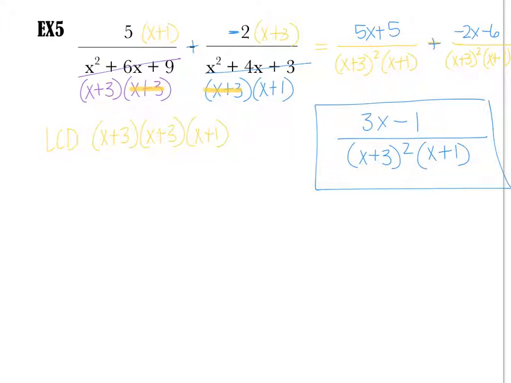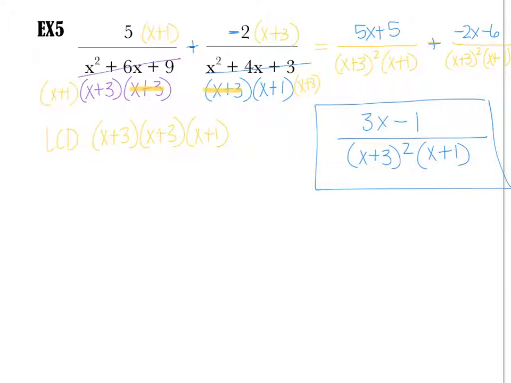When I look at this, it has the x plus 3, so it's just missing the x plus 1. So I should have put it here. That's what I multiplied the top and the bottom by, and this one was missing an x plus 3, and I multiplied the top and the bottom by that.